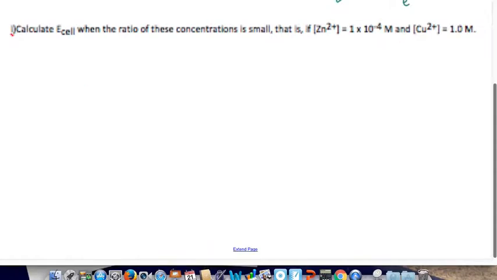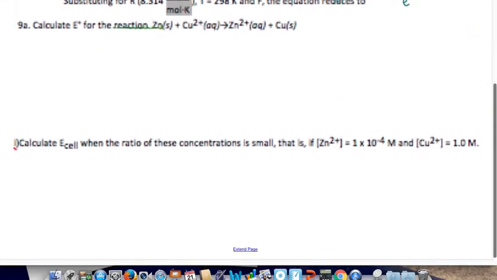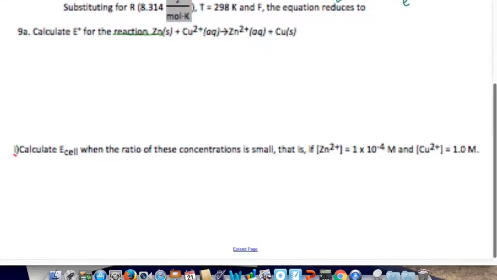Calculate E cell when the ratio of those, wait, I missed one, didn't I? That one, we need this one first. All right, calculate the E for the reaction. So we're going to find E naught, and knowing this leads to the Nernst equation next.